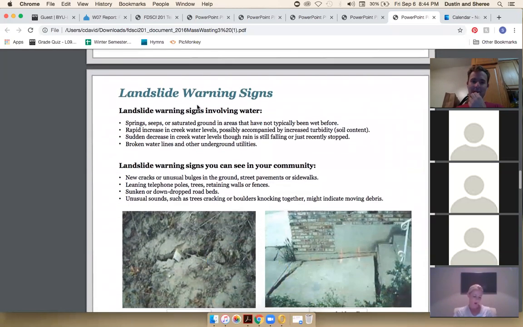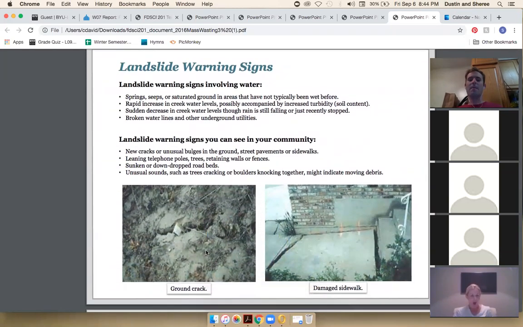Okay, and warning signs. If you guys remember, I saw many of you in your great dates for this week. Well, not this week, but the landslide week. You guys walked around your neighborhoods, and you looked for things like cracks in the sidewalk, or bulges in the ground, leaning telephone poles or trees, sunken or dropped down road beds, things like that. So these are all signs that you can see in your community of potential for landslides.